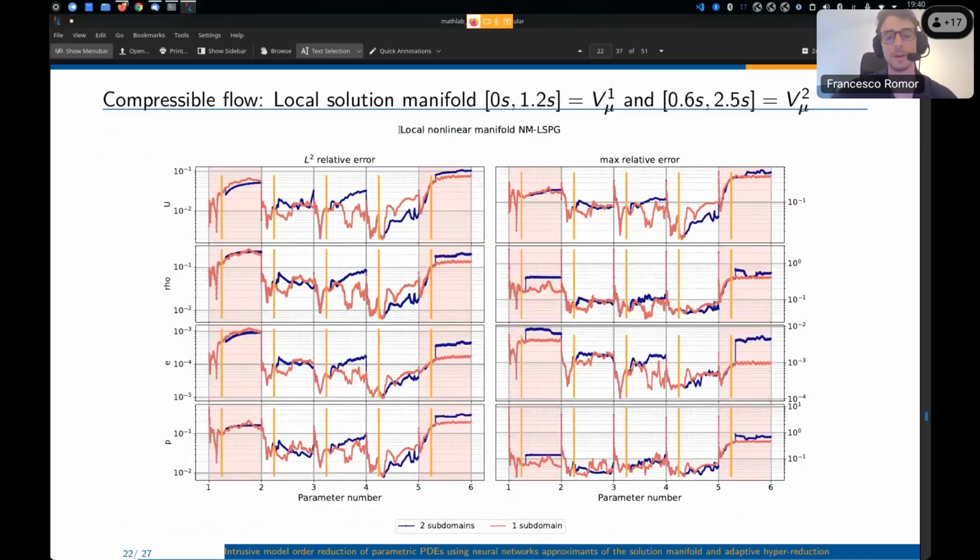So as I told you, we consider two time intervals from 0 to 1.2 and from 0.6 to 2.5. And we consider 2 different RSVD modes for these 2 time intervals and also autoencoders. And we compare what are the errors with the use of these 2 subintervals or with the use of 1 single subdomain. So in red, 1 single subdomain, and in blue, 2 time intervals.